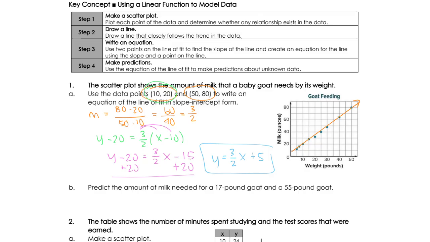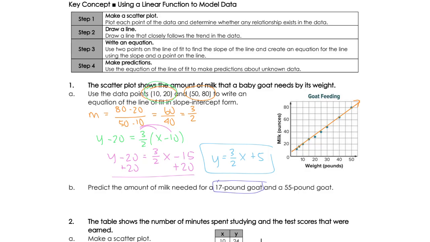Now, this says to predict the amount of milk needed for a 17-pound goat and a 55-pound goat. I guess I am just realizing that I never talked about what the scatter plot represented. So this is about a goat feeding based on the weight. They're trying to predict how many ounces a goat would need based off of its size.